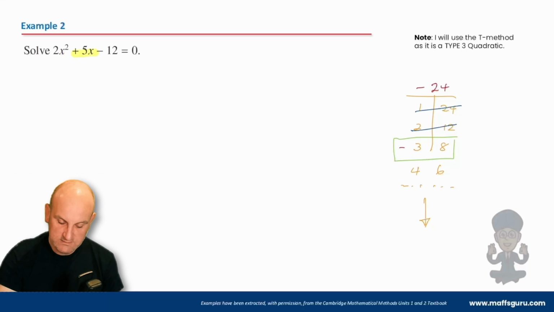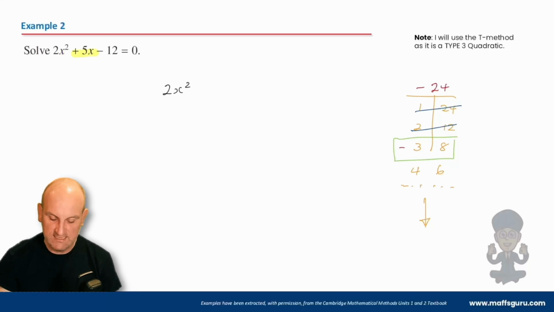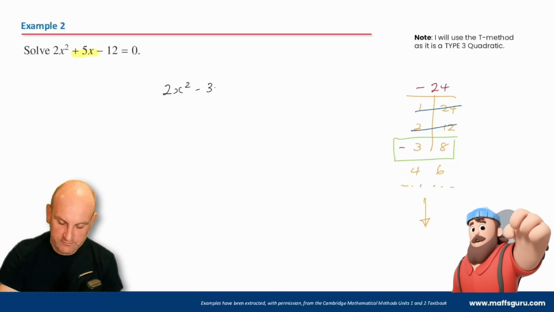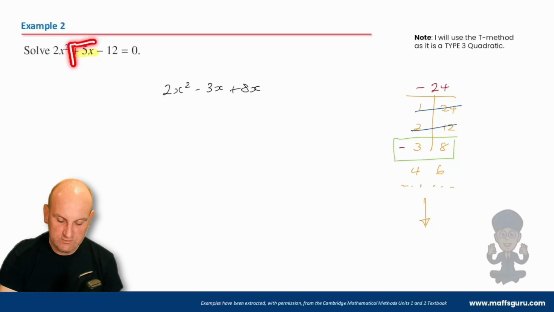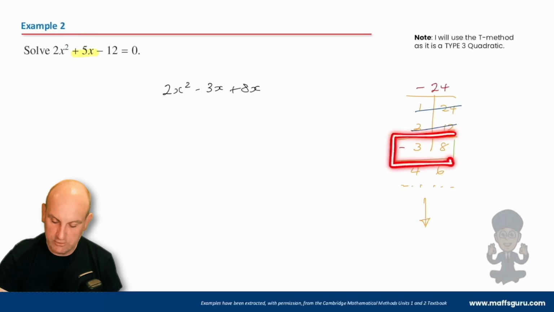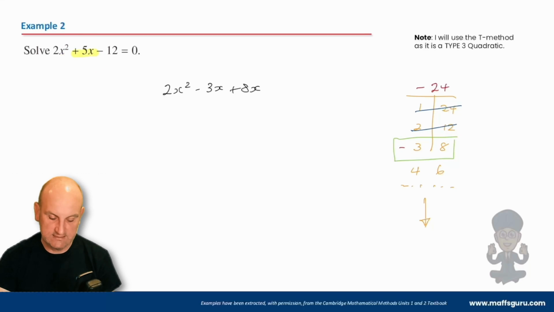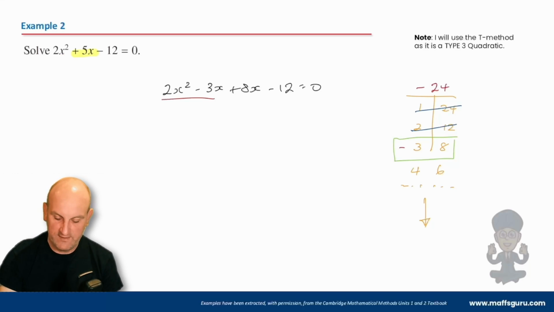And once I've done that, I now follow the process through in exactly the same way as I did before. So I've got 2x squared. The first one stays the same. I now write -3x plus 8x. Again, remember the reason we're doing this is we're trying to split that one term into 2 and keep the equation exactly the same as it was. What have we got? -12 equals 0. Right. Awesome. We can now factorize our pairs and see what we come up with.